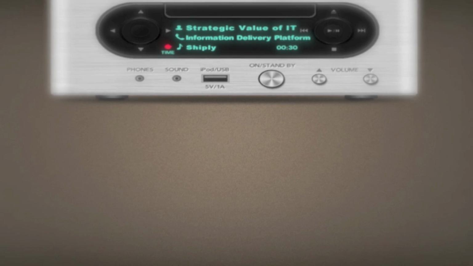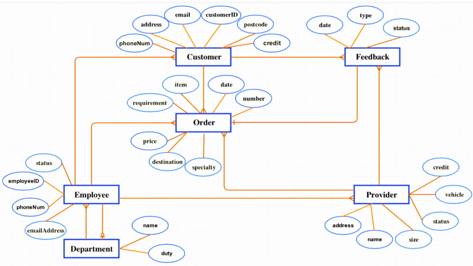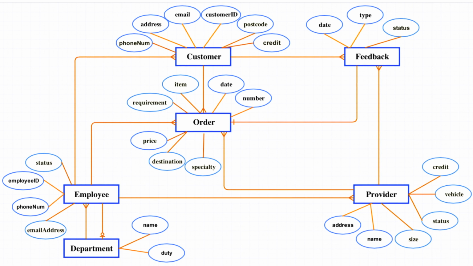Besides the IT strategy, what about the ER diagram? As you can see, this ER diagram is what I thought Shiply should be. There are 6 entities including customer, feedback, order, provider, employee, and department. As for attributes, people should concentrate on those of entity order and feedback, since these 2 parts can help Shiply distinguish itself from others. Just as you see, there are 7 important attributes of entity order and 3 of entity feedback.